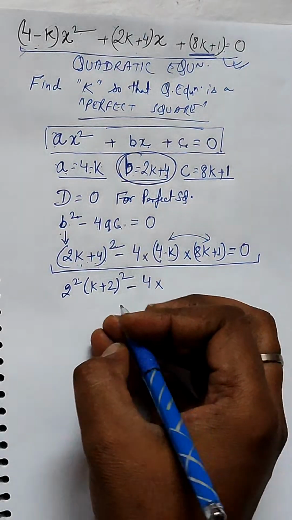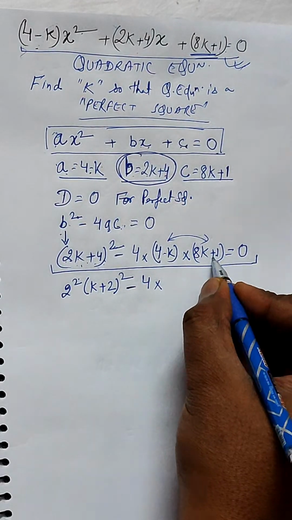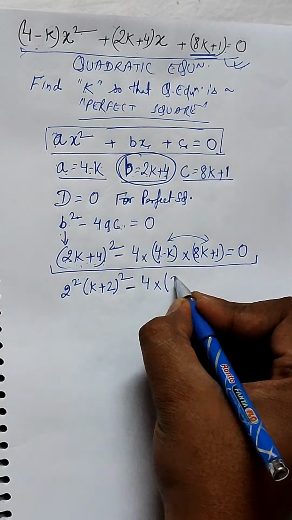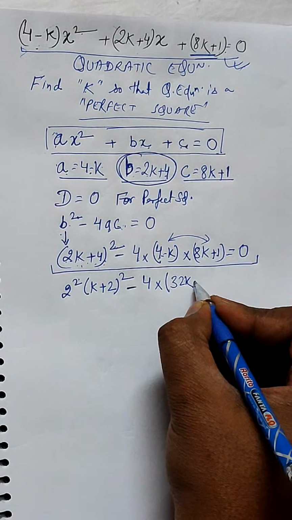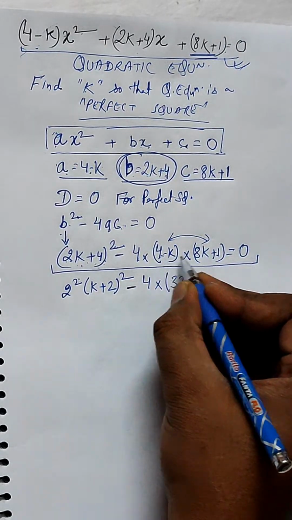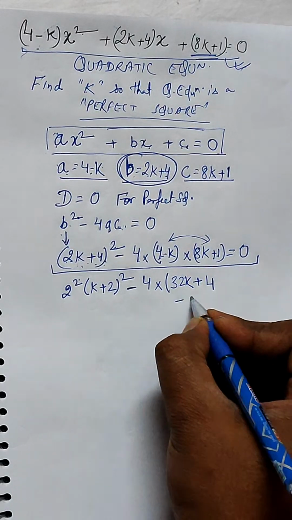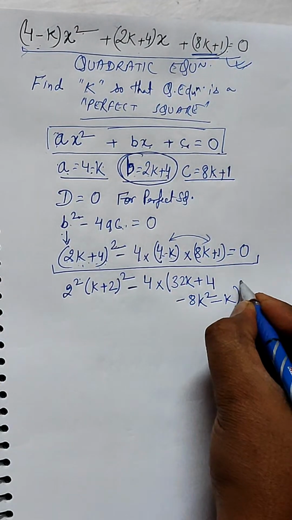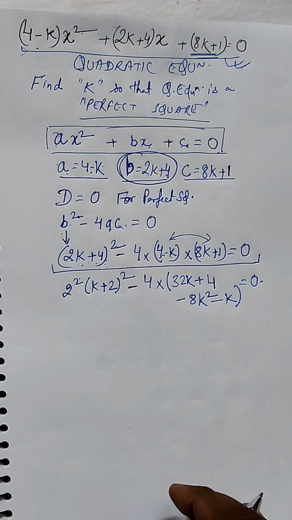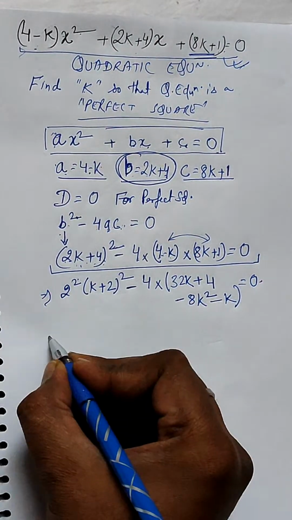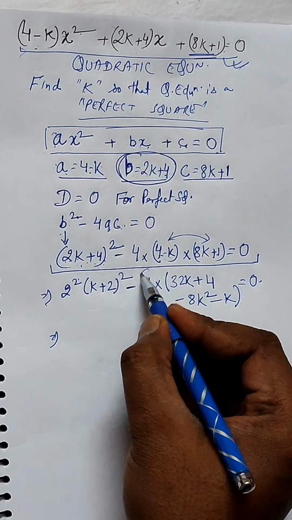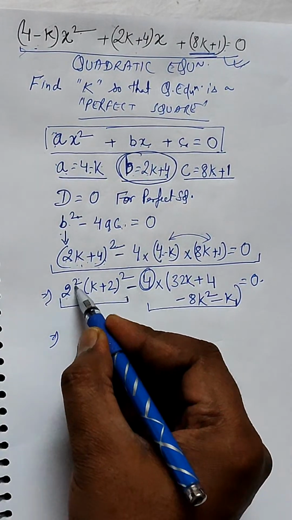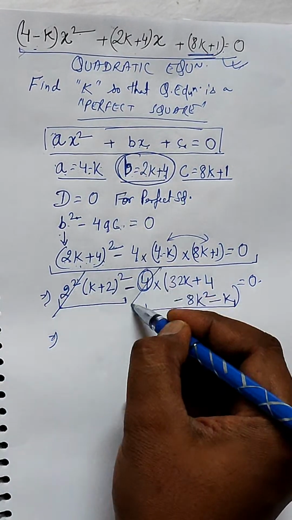So let us solve this. When 4 is multiplied with 8k plus 1, we get 4 into 8, which is 32k, and 4 into 1 is 4. And minus k multiplied with 8k gives minus 8k square, and minus k with 1 gives minus k. This equals 0. Now just solve it. You can see 4 is in the second term of this equation, and 4 is also here with 2 square. So I am cancelling it out.